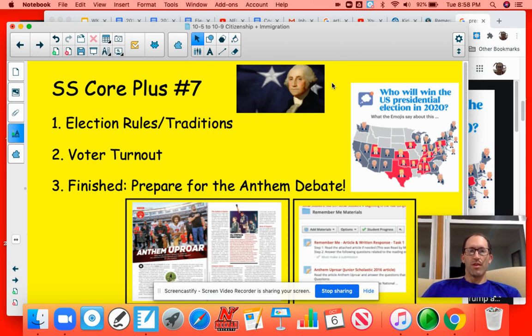Mr. Rush here with another Core Plus lesson for you following the election. Not necessarily the election of 2020, but elections in general. In Core Plus lesson number 6, we looked at the 2016 and the 2020 presidential election projections.